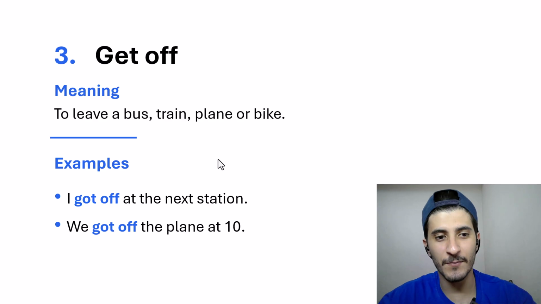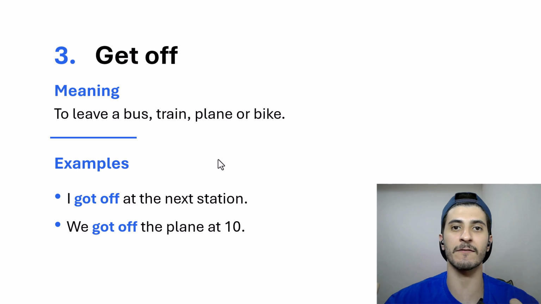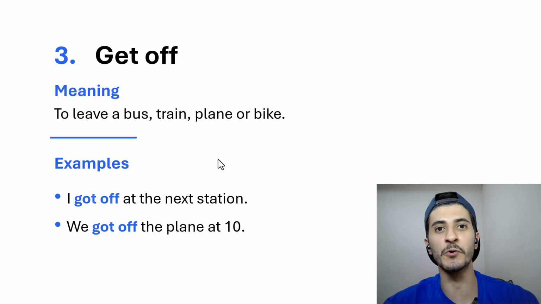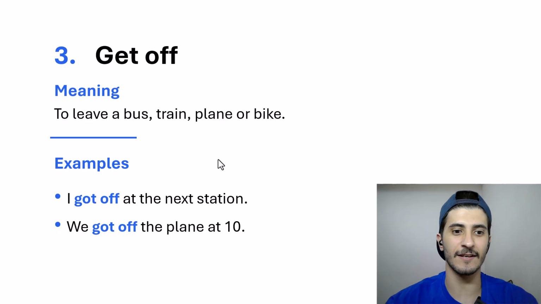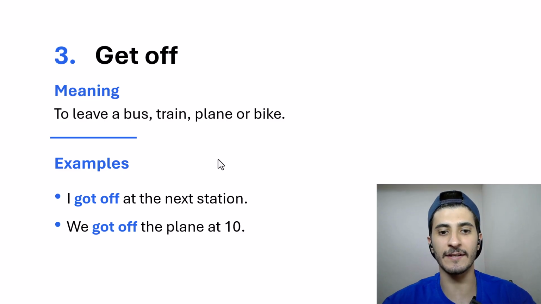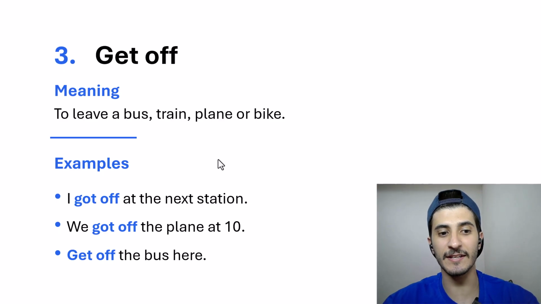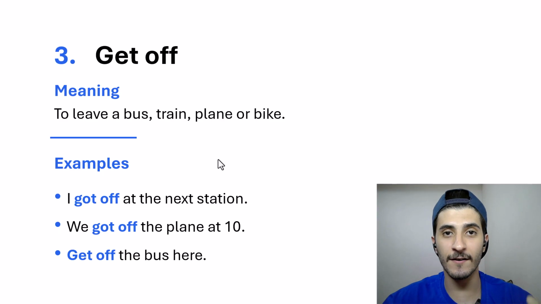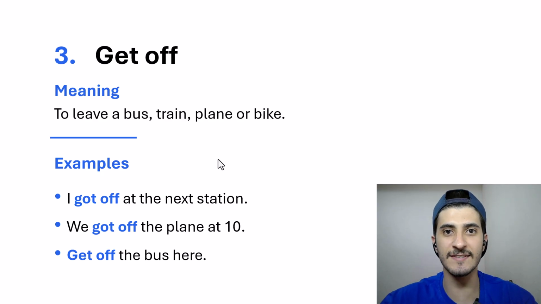And the second example would be we got off the plane at 7. For example, we had a flight to New York or some other city, and the plane landed in New York and we got off the plane at 7. We exited or we left the plane at 7. And the last example would be get off the bus here. Get off the bus here means leave the bus here, for example, at this station.